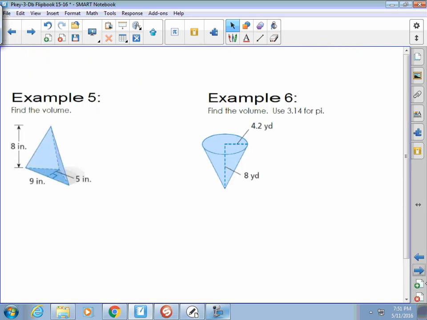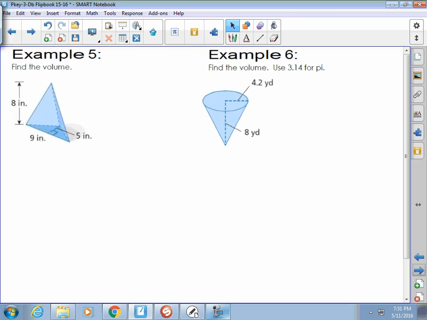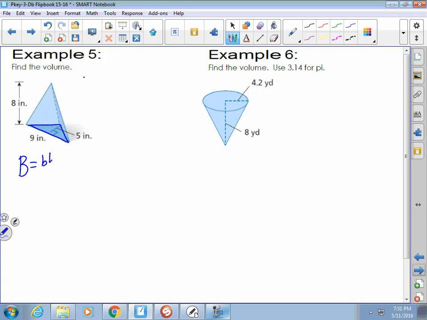All right, so let's look at example 5. Remember, the first thing we have to do is find that B. Here's our B right there, and we need to find the area of that B. Since we have a triangle, we're doing base times height divided by 2. Remember, the base and the height are perpendicular to each other, so we have a 9 for the base, the 5 for the height. We're going to do 9 times 5 divided by 2. We get a decimal answer, 45 divided by 2 is 22.5. Yeah, 22.5 inches squared.